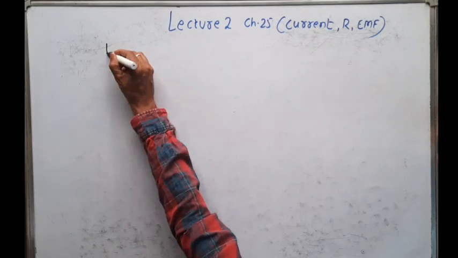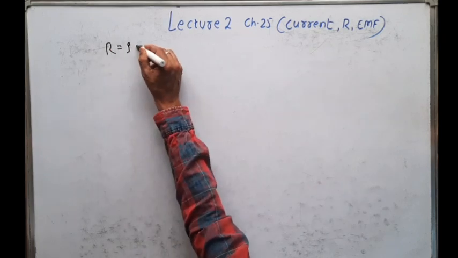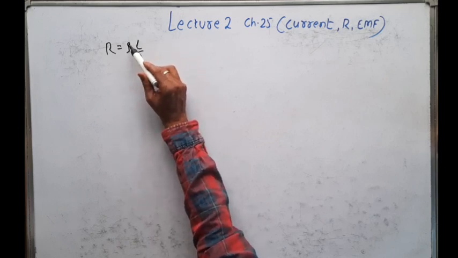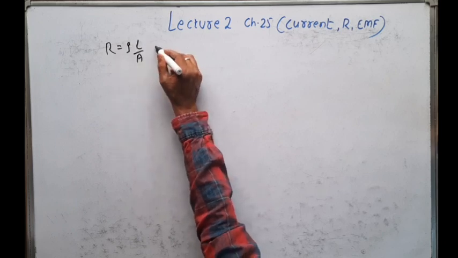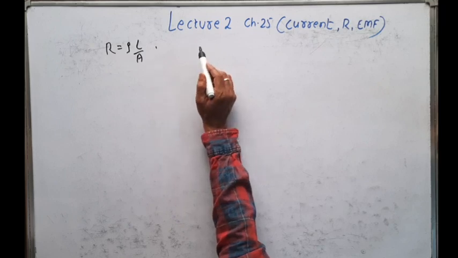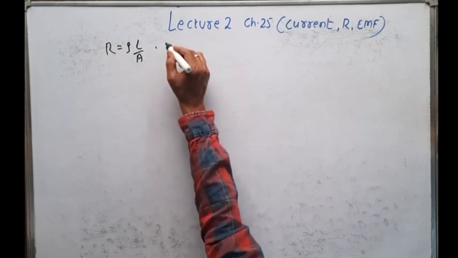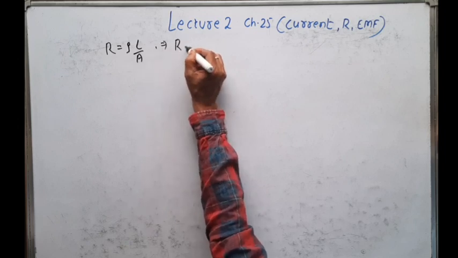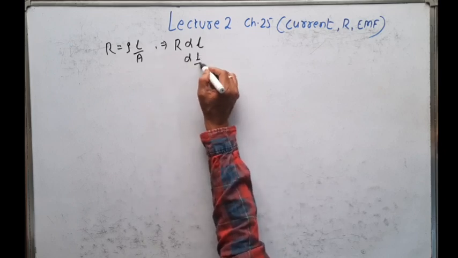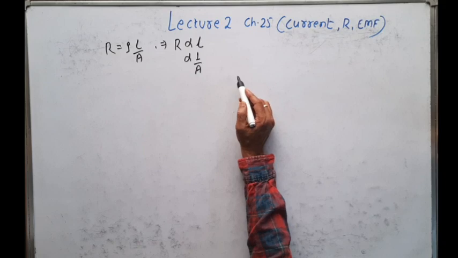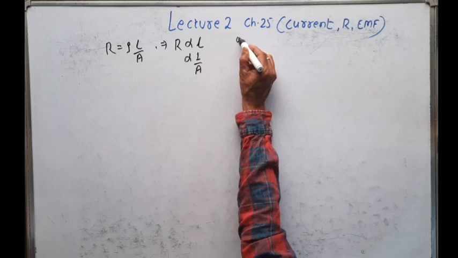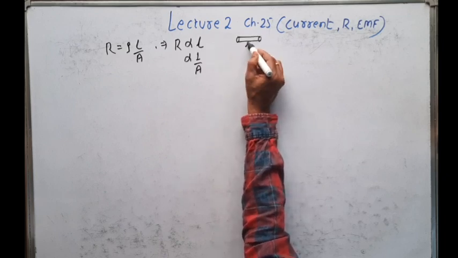So we got R is equal to rho L by A. Since at constant temperature, for a particular material, rho is constant. So for any type of material, rho is constant. That means for a particular material, rho is constant. If rho is constant, we can write resistance is directly proportional to the length and inversely proportional to the cross-sectional area of the conductor. So we can justify, suppose this is a conductor, its length is L.